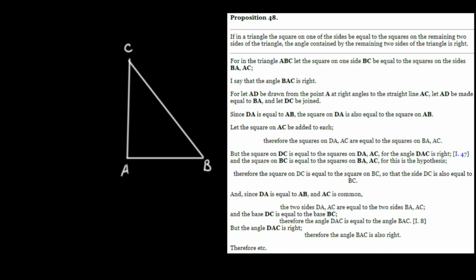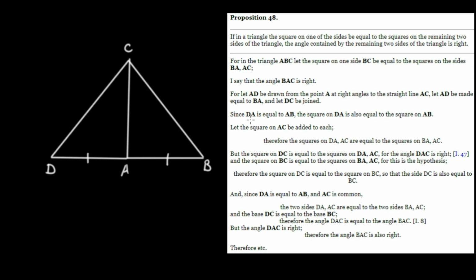For let AD be drawn from the point A at right angles to the straight line AC, which will do this. We're going to have this point over here, AD, and he says let AD be made equal to BA, which we've done. And we're going to let DC be joined. Just join those two.